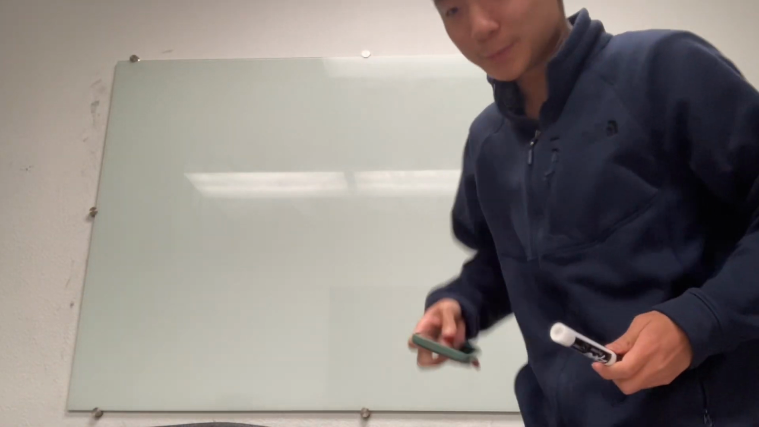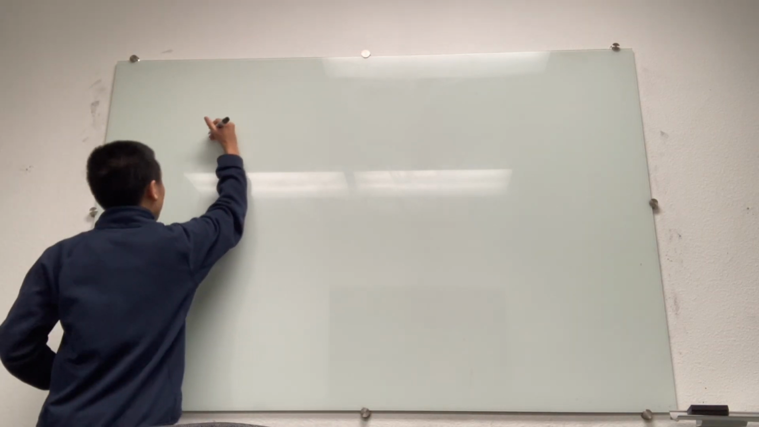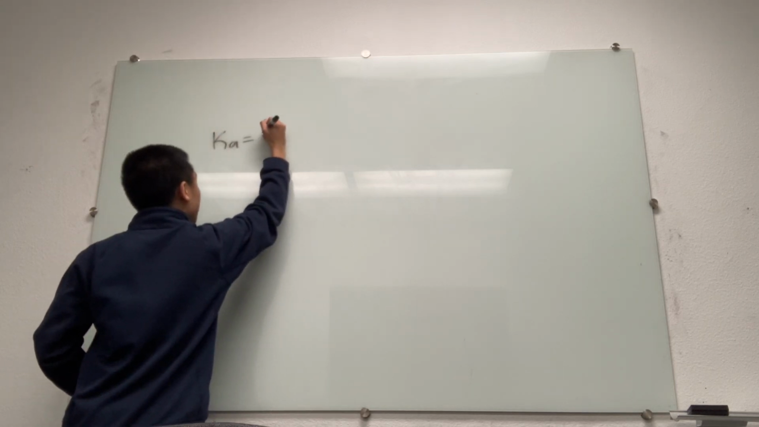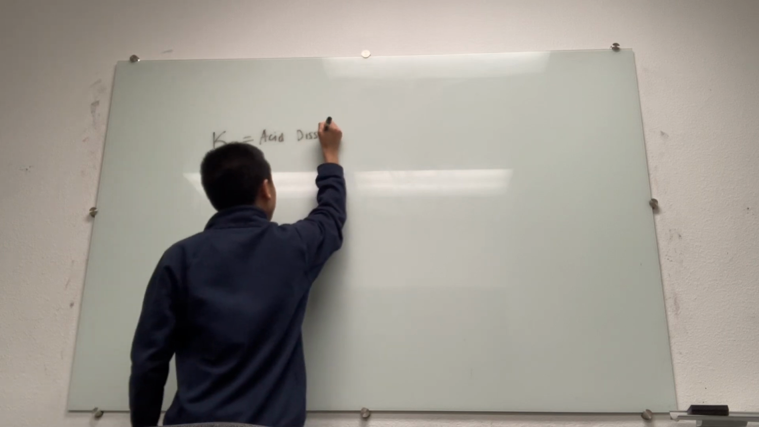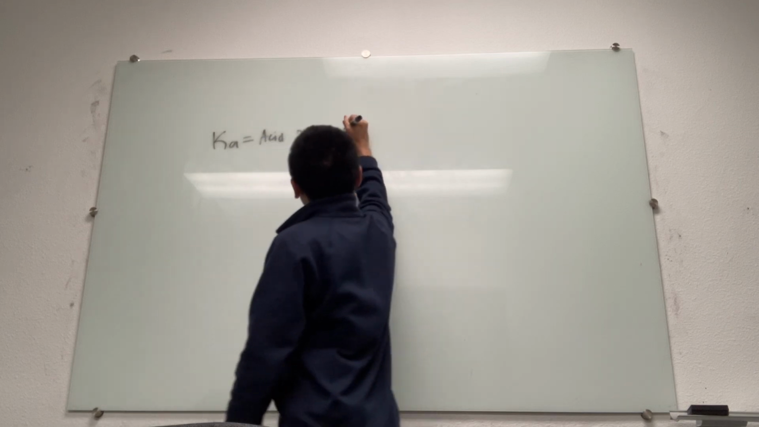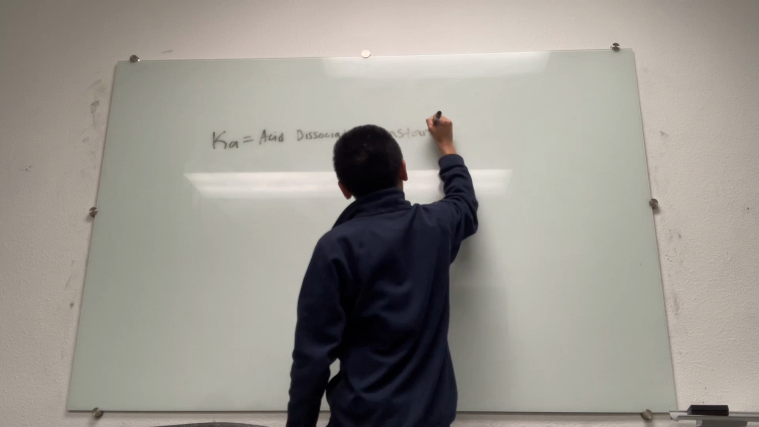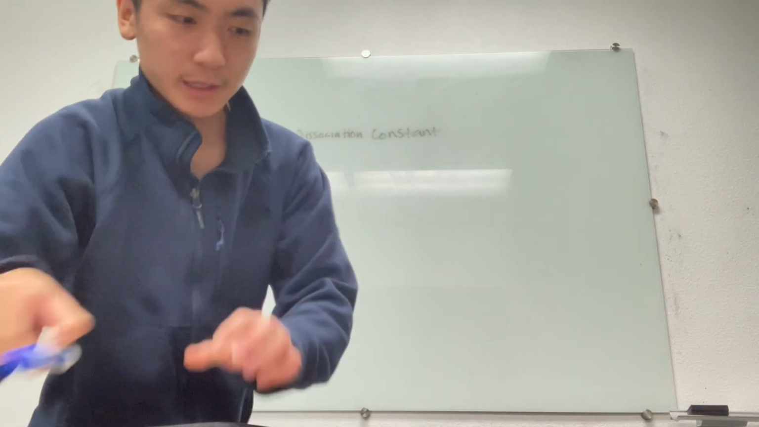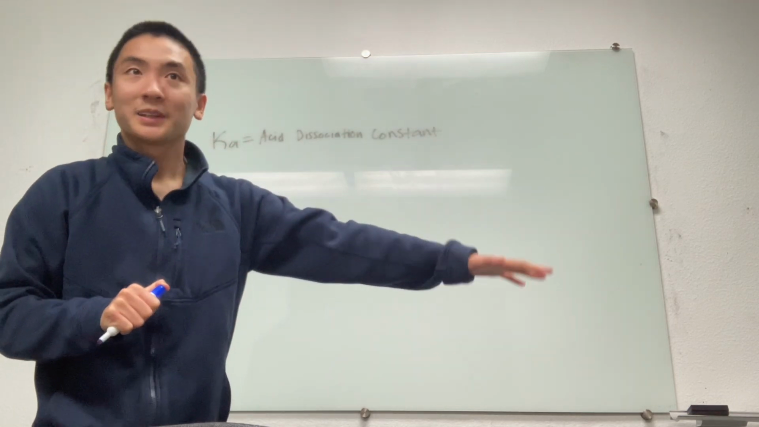So the relationship between pKa and pH is going to be relating to Ka, which is the acid dissociation constant, where the higher the constant, the more willing an acid is able to release a proton, right?